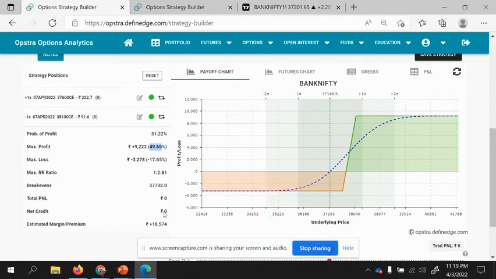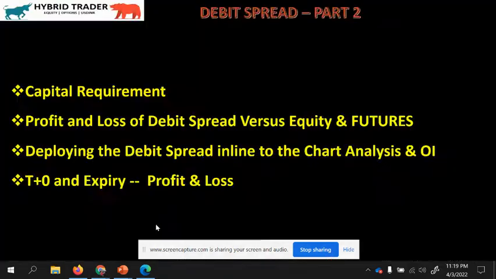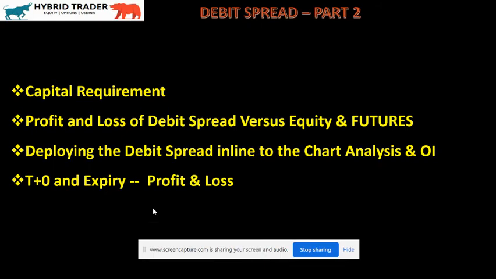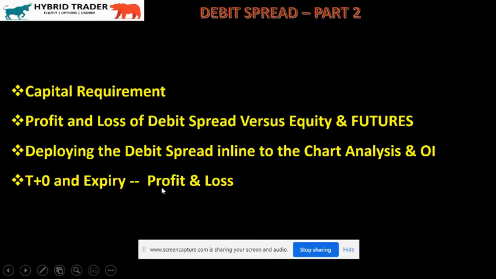If you look at the capital requirement, this basically requires 18,570. So this would require somewhere between 18,000 and 20,000. Though we are buying and selling, the capital requirement for this debit spread would be only about 20,000. Right, 20,000 is the capital. And then we go for the profit and loss of the debit spread.